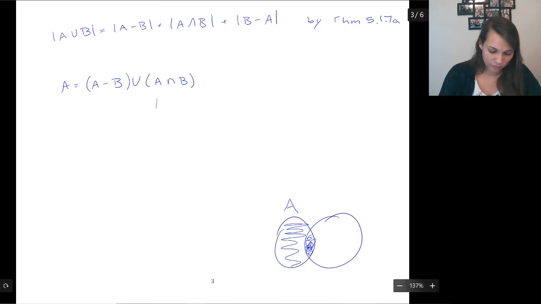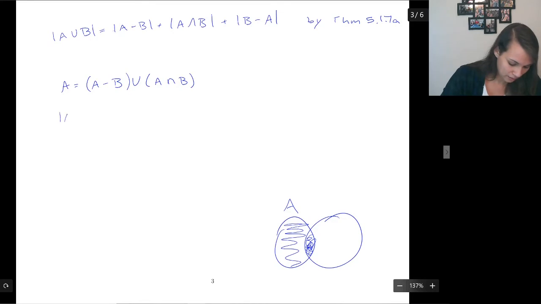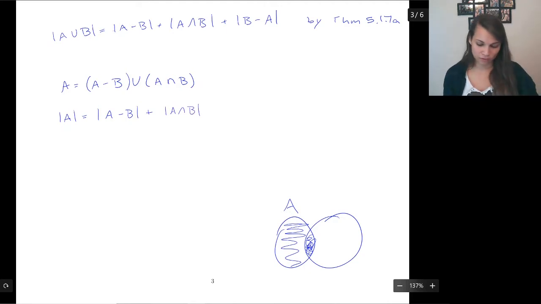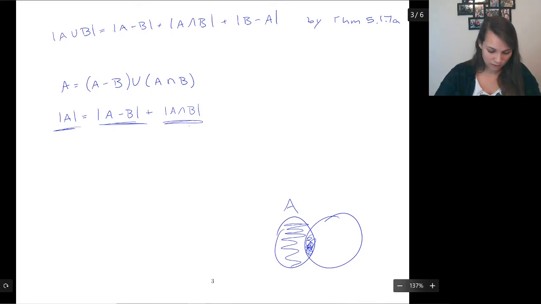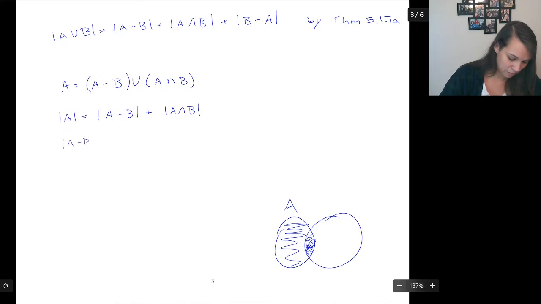But again, disjoint sets. So now we can talk about the cardinality of A and say it's going to be the cardinality of A minus B plus A intersect B. And now these are all numbers. That's all cardinality is. So we can rearrange this and get information for A minus B. There we go.